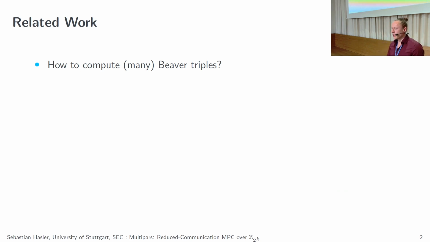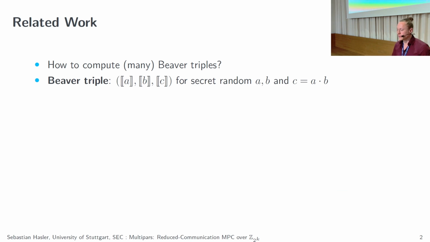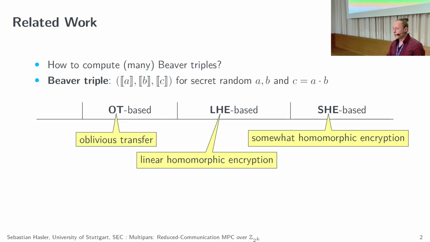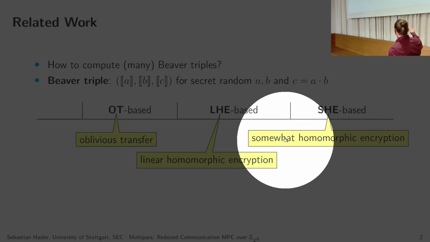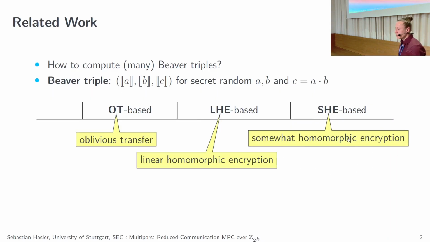Of course, a lot of work has gone into this. Here, just recall what a Beaver triple is. And there are different ways to produce these Beaver triples. Some of these works are oblivious transfer based, some of them are based on linearly homomorphic encryption or based on somewhat homomorphic encryption, where somewhat homomorphic encryption means that we can also do one multiplication on ciphertexts.